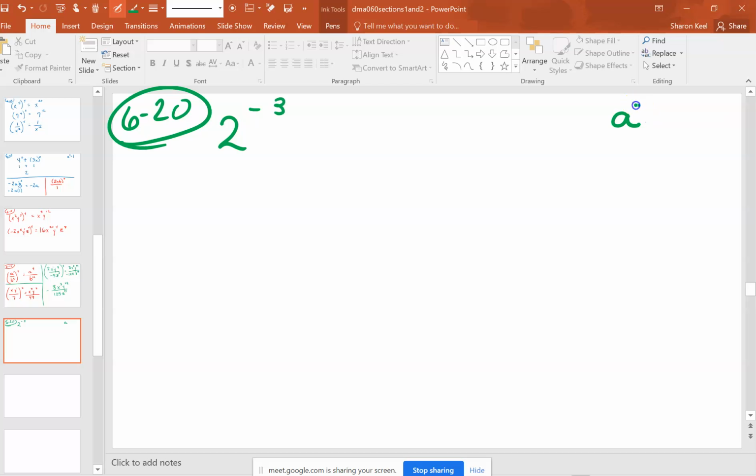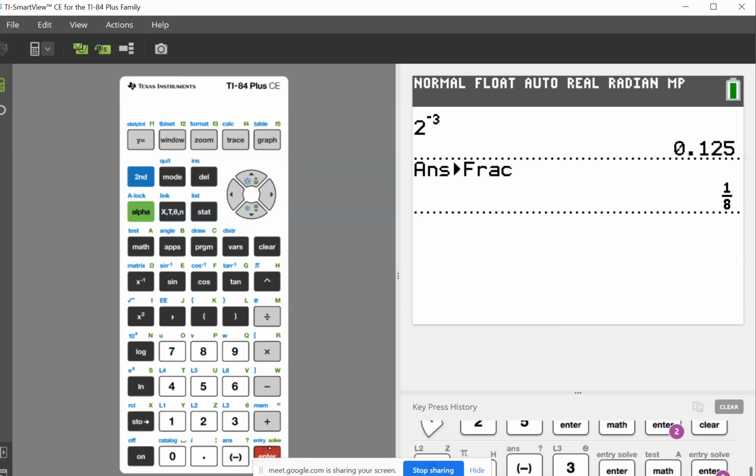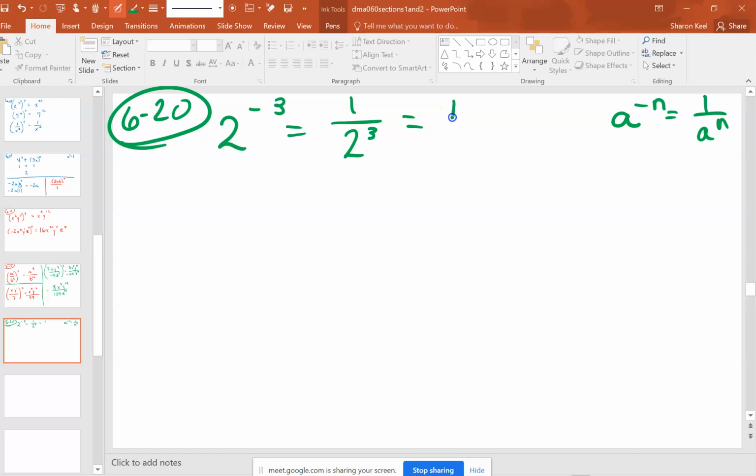So that would be like where we have a to the negative n would be 1 over a to the n. So this would technically be 1 over 2 to the third. But when you do these, please, if you have numerals, use the calculator. So when I do that, I'm going to do 2 raised to the negative third. Press enter, I get a decimal. If you press math, enter 2 times, it will convert that decimal to a fraction. So your answer is going to be 1/8. Let the calculator be your friend.